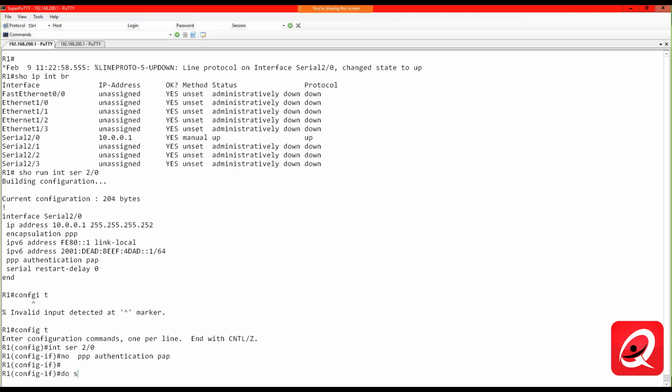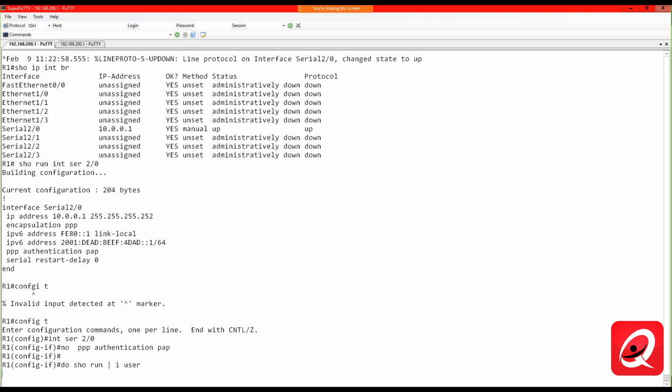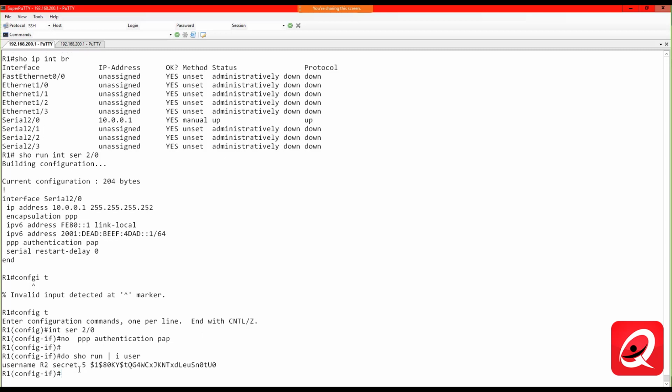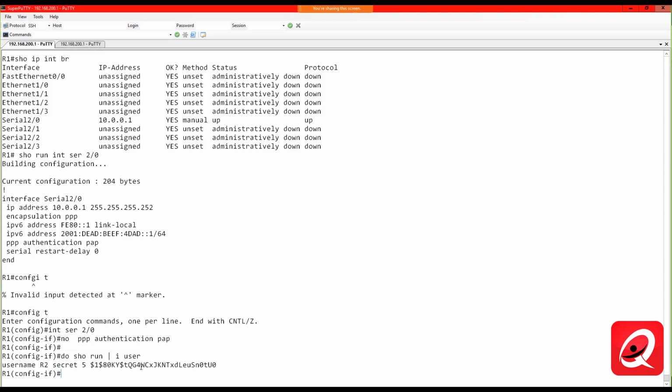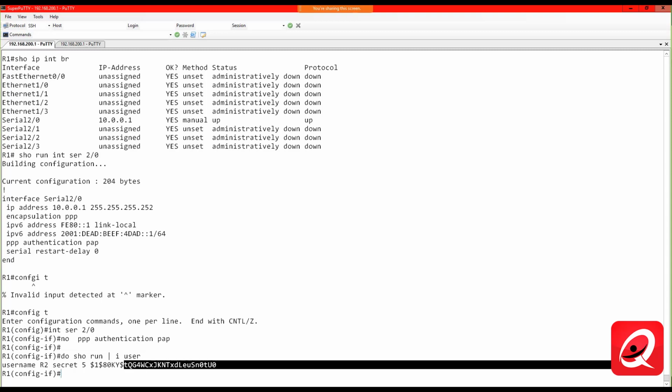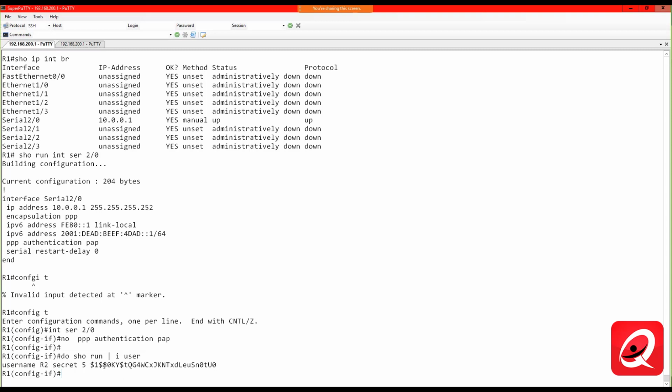All right. So if I do a quick show run, pipe include user, you can see that we have the username configured on this side of the link, R2, and the secret. This is a hashed version of the password. Incidentally, guys, I don't know if you were aware of this or not. This $1 indicates that it's an MD5 hash. This is the actual hash. This is the salt. All the hashes in Cisco are salted, and 80KY is the salt in this particular case.